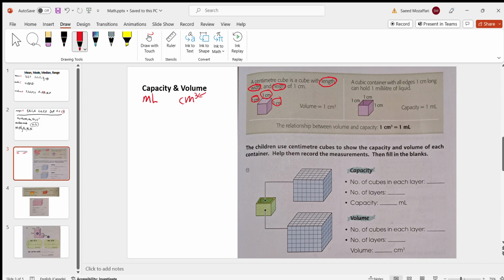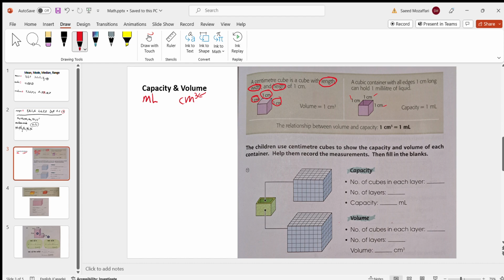Volume equals 1 cubic centimeter. Here, a cubic container with all edges 1 centimeter long can hold 1 milliliter of liquid. So the relationship between volume and capacity is that one cubic centimeter equals 1 milliliter.